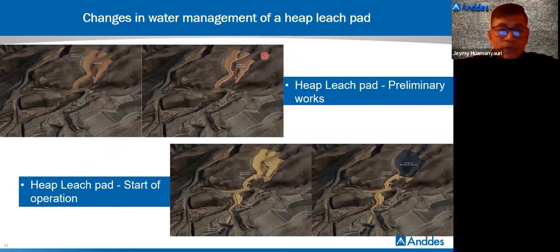In this picture, I explain the preliminary works located in the cribs, no? Like cleaning and grubbing. Next, the under drains, no? And next the grading for foundation, and the final liner system of heap leach pad.